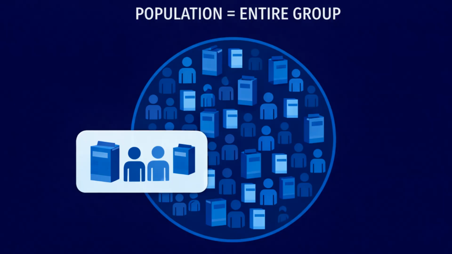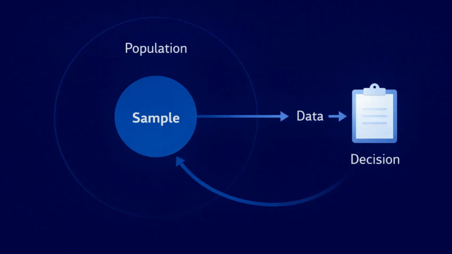A sample is the smaller group we actually collect data from. Because it is usually impossible to measure everyone in the population, we collect information from a sample. The sample provides evidence. We use that evidence to make a decision about the population. The population is the target. The sample is the source of data.